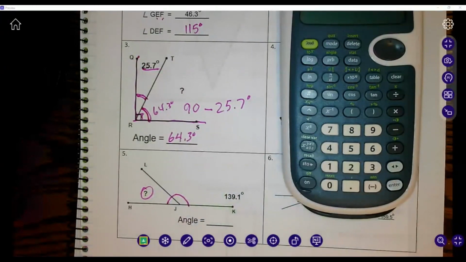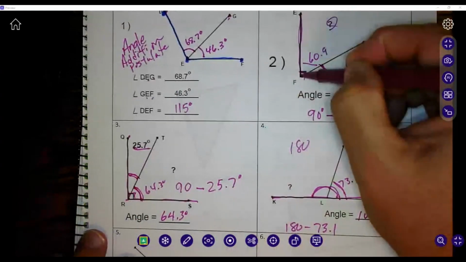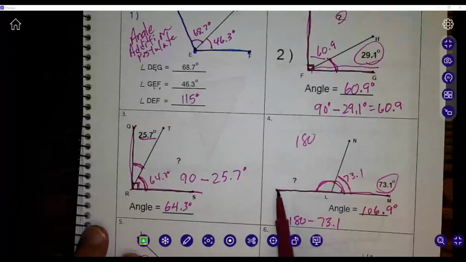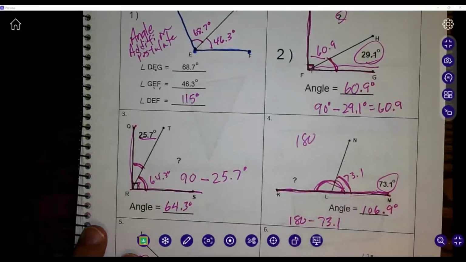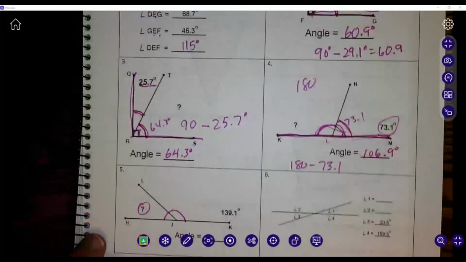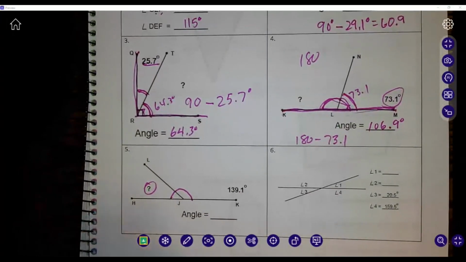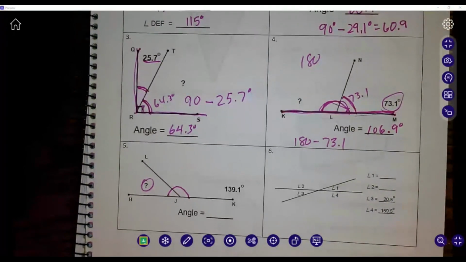Okay. No, Ms. Fossen, not 90. It depends on the big angle. On this problem up here, the big angle was 90. Here, the big angle was 90. But here, the two angles together form this big angle that's 180. So you have to look at the picture, the diagram, to determine whether you're going to be subtracting something from 180 or something from 90.